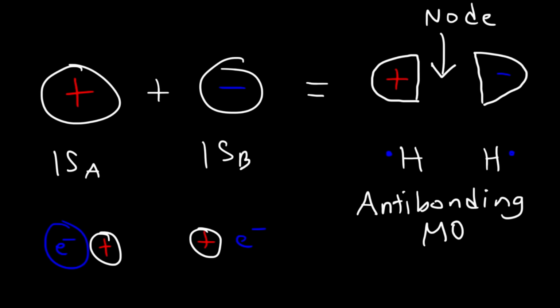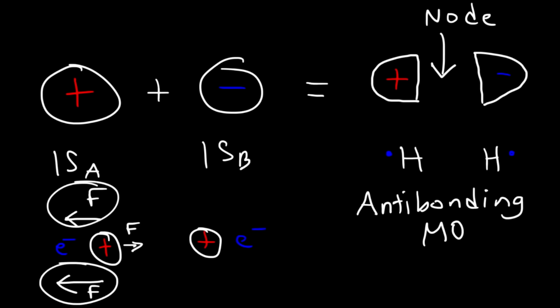Analyzing the forces present in this situation, we can see that it's not going to favor bond formation. Let's focus on the protons. This proton is attracted to the electron on the left. Now it's repelled by this proton, but it's attracted to this electron, but that electron is far away. So that force of attraction is going to be weak compared to these forces that want to repel it from the other hydrogen atom. The same is true for the other proton.